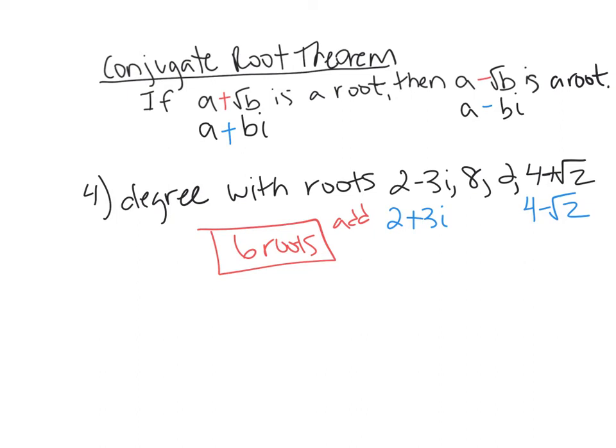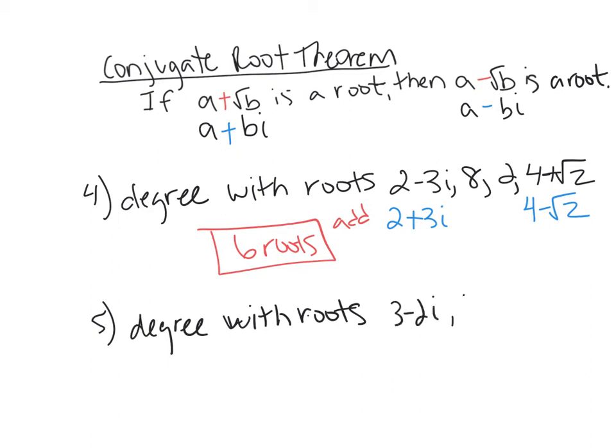So again, let's do one more of this nature. What is the degree with roots 3 minus 2i, 5 halves, and square root 5? Again, we need to add anything that is an i or a square root with the opposite sign. So 3 minus 2i has to have 3 plus 2i. Square root of 5 has to have negative square root of 5.